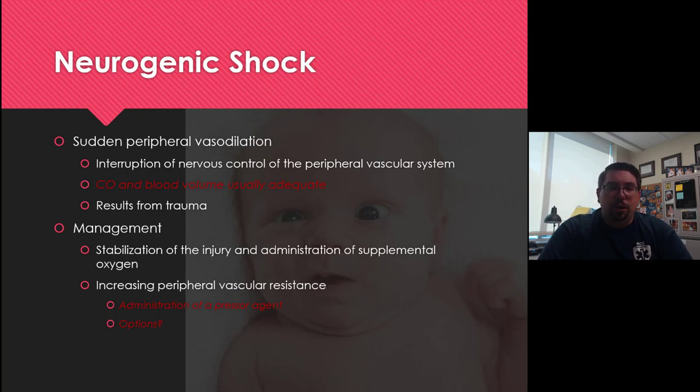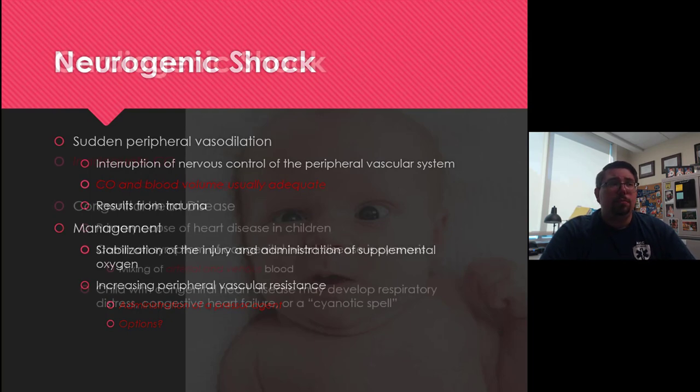We also know that we're going to need to have a likelihood for peripheral access and that we need to do something to increase that PVR, that peripheral vascular resistance. So we may want to consider the administration of a pressure agent, and the options we have include things like epi, dopamine, and those are the primary two components we would most likely look at. Typically for children, epi is going to be your preferred peripheral vascular resistance increaser to increase that tone.